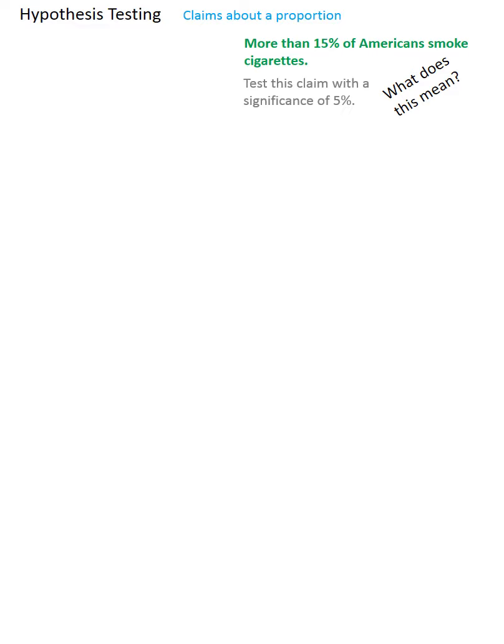Now, when we say we want to test the claim with a 5% significance, we're saying we're willing to accept up to a 5% chance of a false positive and still claim that there's enough evidence to support what it is we're trying to prove.